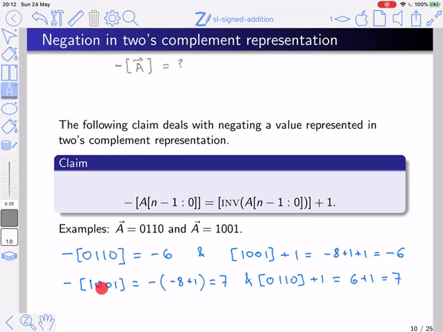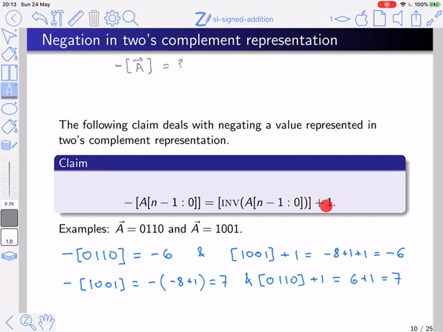It represents, in 2's complement representation, minus 8, this is this bit, plus 1, this is this bit. This equals 7. Now let's take the bits of A and invert them. This is 0, 1, 1, 0. This represents in 2's complement representation the number 6.